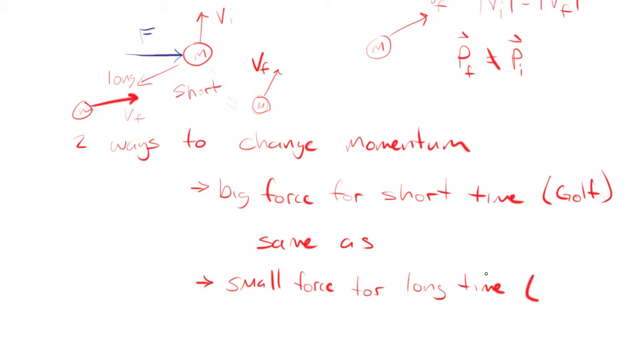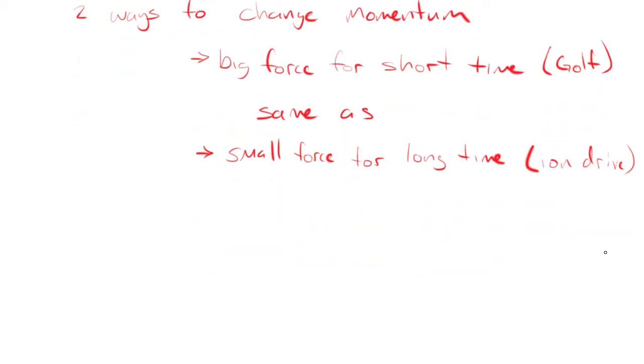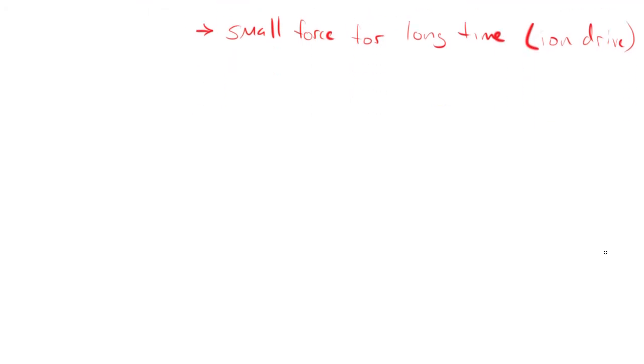The examples of applying small forces for a long time, I can think of really small forces. We talked about at the beginning of the semester an ion drive as a mechanism to propel a spacecraft. Really small forces, but if you do it for a long time, you get big changes in your speed. So those are a couple of examples that come to mind when thinking about these two ways to change momentum. So with that conceptual idea, we could come up with an equation, right?